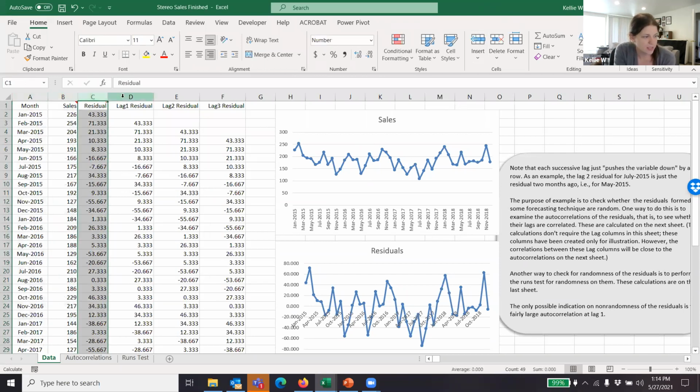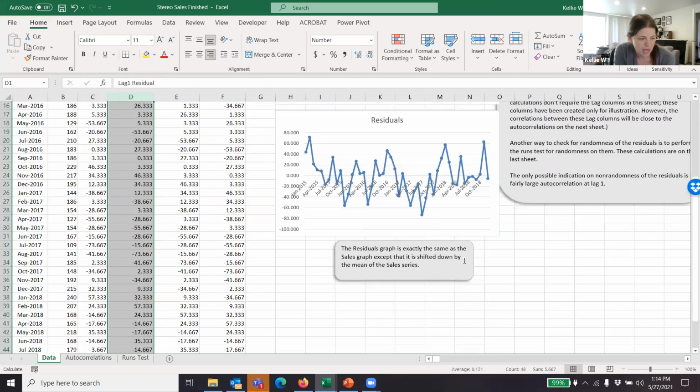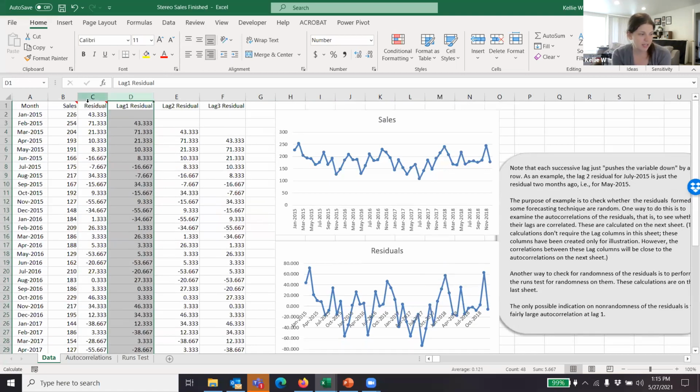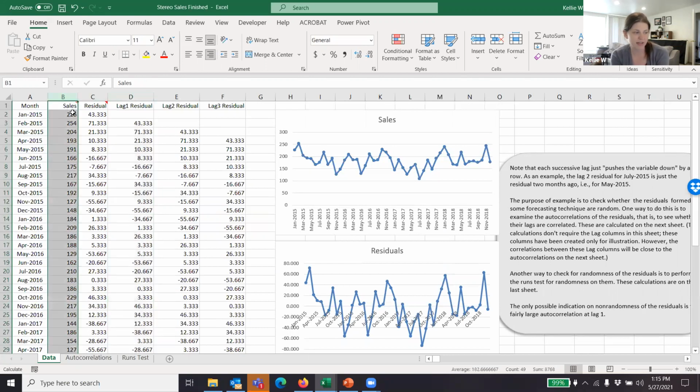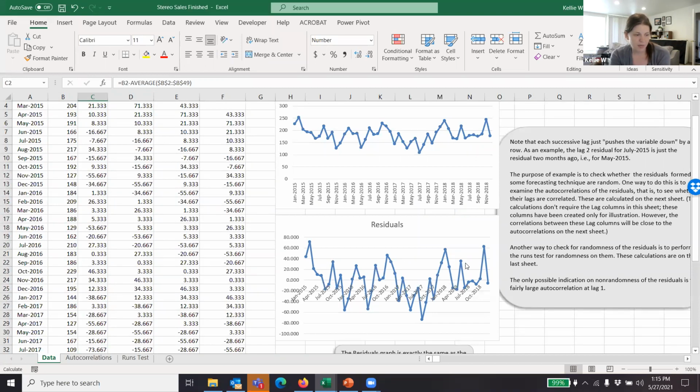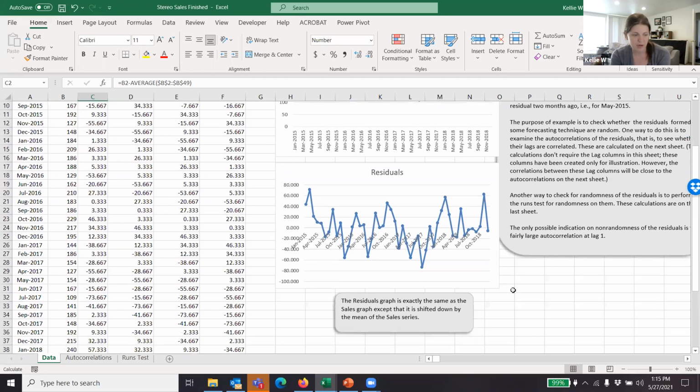They calculated the residuals, and then they did 3 different lags. To get the residual, they just took the average of all these values and then subtracted it from the value. So this is the sales minus the average of all the sales data. You're basically just shifting this data down to the average, and then you get your residuals. These are zoomed in, that's why they look a little different, but we're trying to figure out if this is just random noise or not.